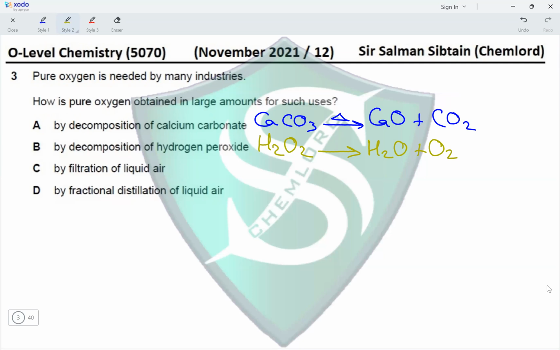C. By filtration of liquid air. If we are filtering the liquid air, we are removing impurities and dust from it. So this does not include production of oxygen gas or separation of oxygen gas. And D, by fractional distillation of liquid air, yes, this can specifically be used to separate oxygen in the liquid form, which can be used for many of the industrial processes. So this makes option D the correct option for this question.